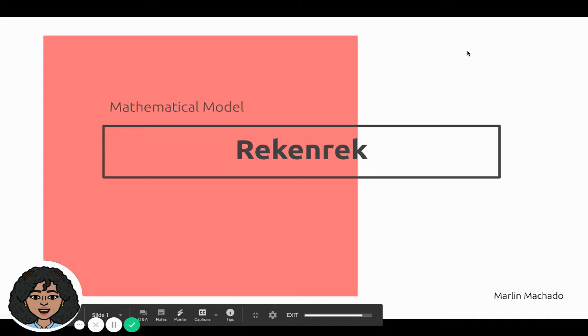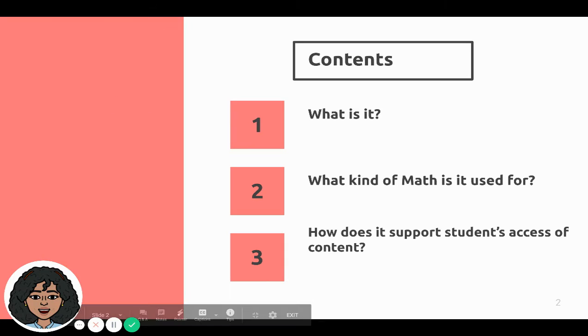Hello, everyone. My mathematical model is Rekenreks. And what we will be learning about is what it is, what kind of math it is used for, and how it supports students' access of content.